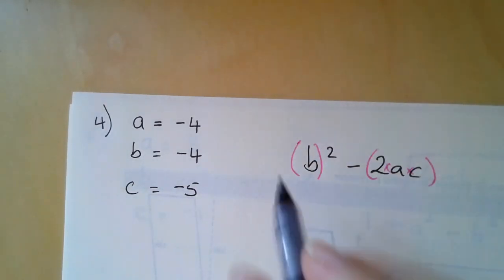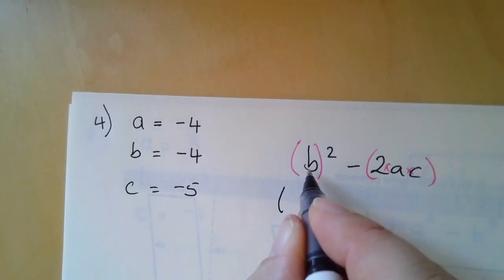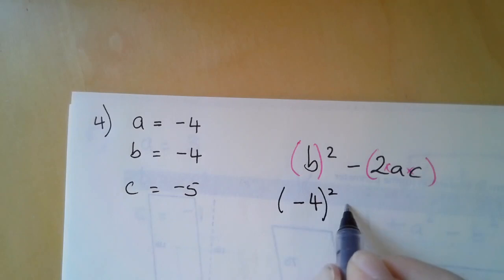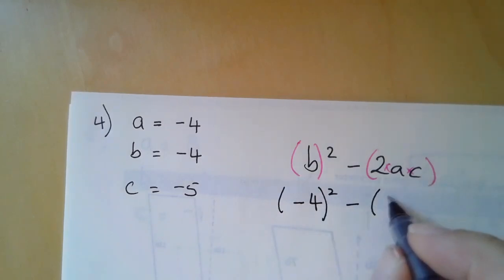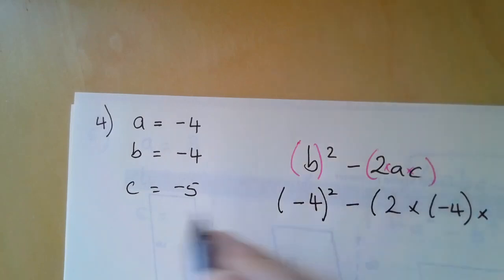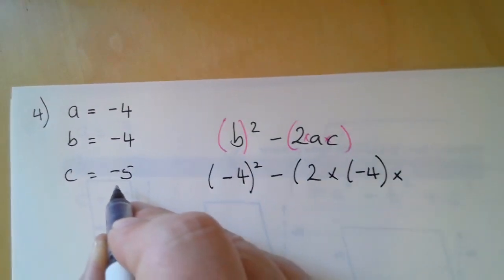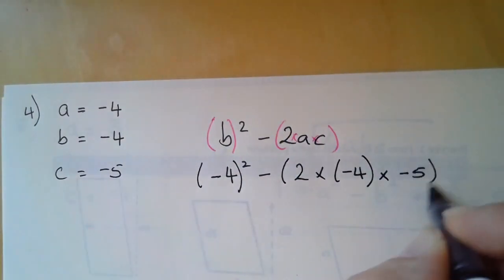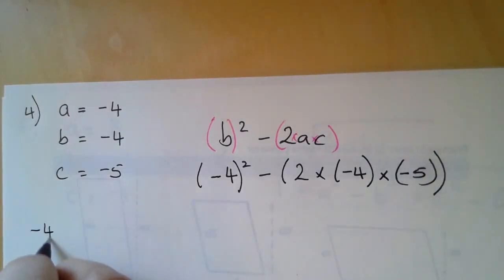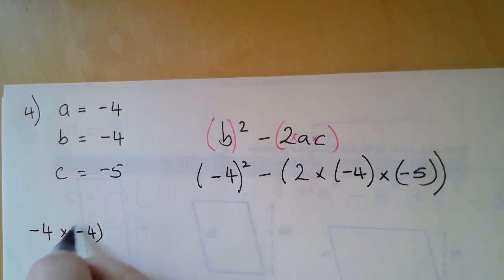So this time, instead of the B, I'm putting in -4. Subtract 2 multiplied by A, which is -4, multiplied by C, which is yet another negative number, -5. So -4 squared. -4 multiplied by -4 equals positive 16.